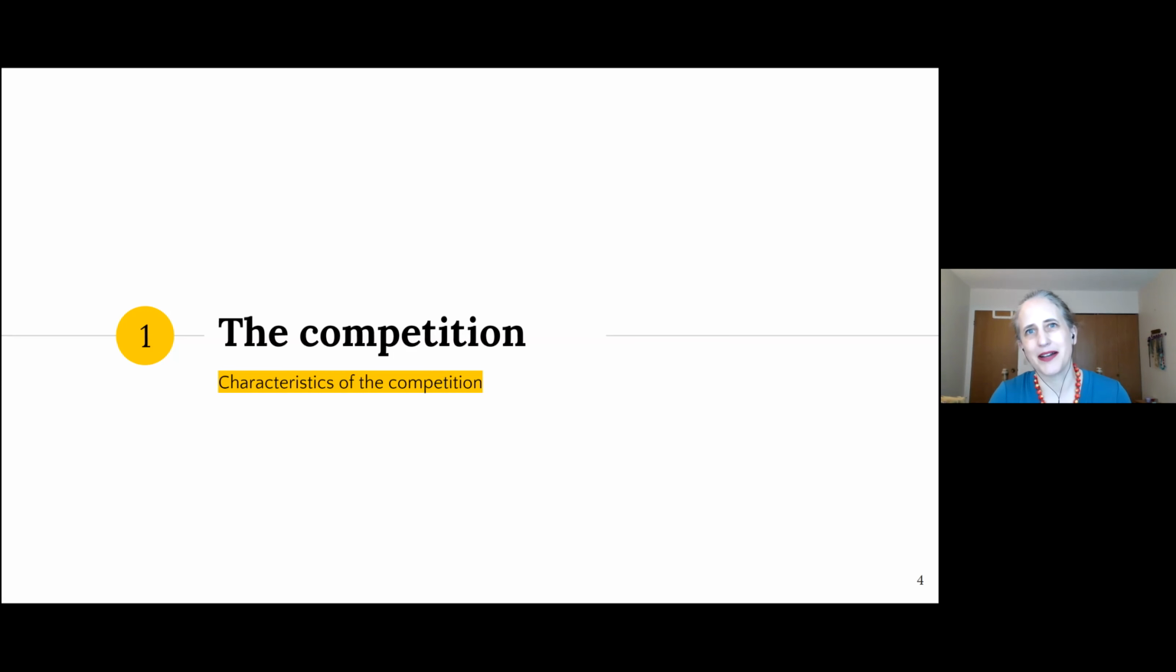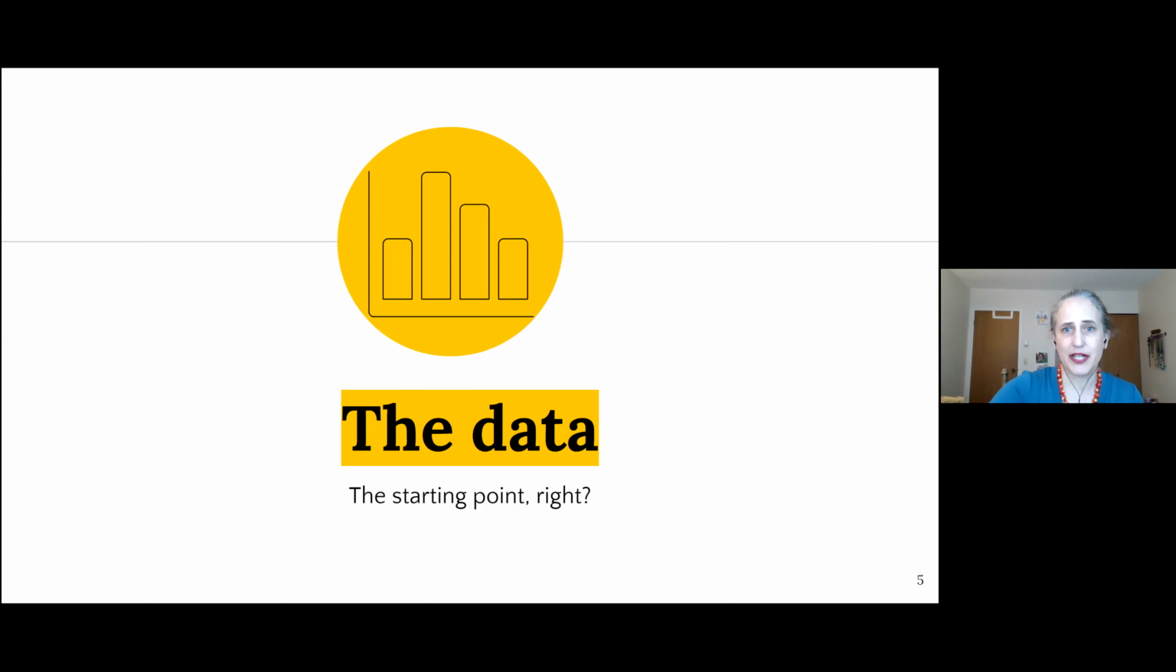Again, coming from the Tableau side of things, where there are quite a few competitions as well, those competitions tend to emphasize the design aspect and not so much the documentation aspect. So I thought this was interesting in that context. The data.